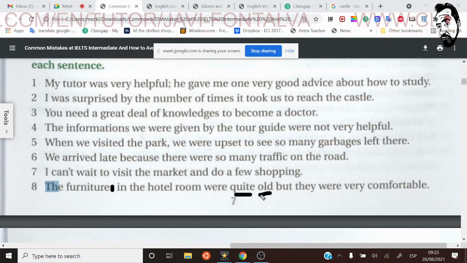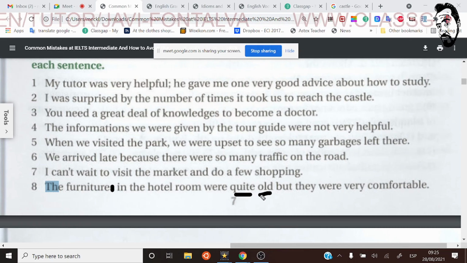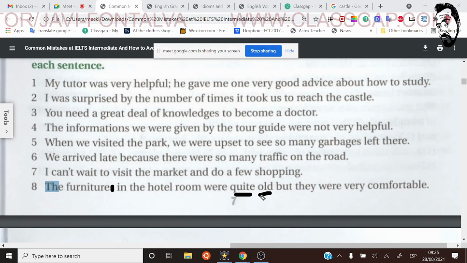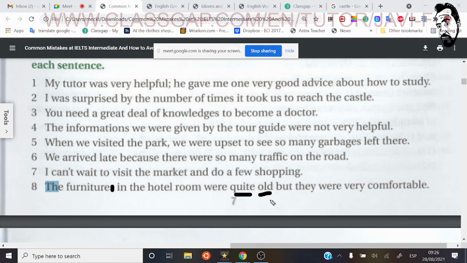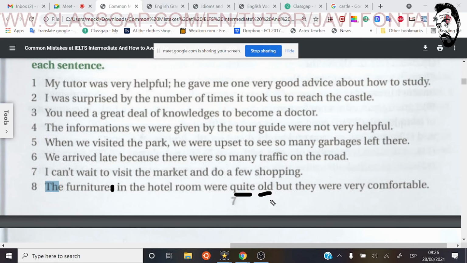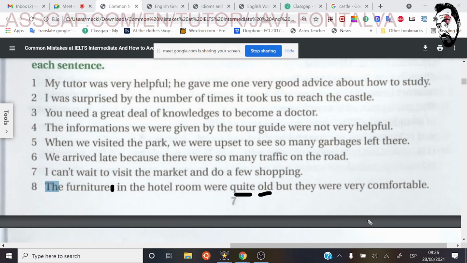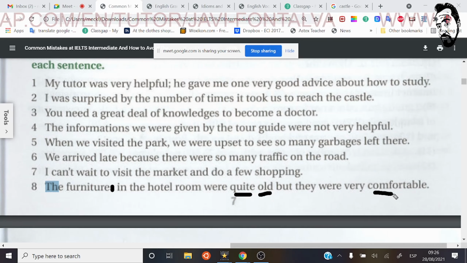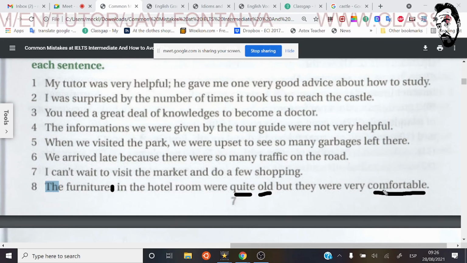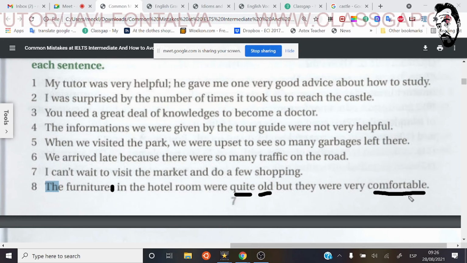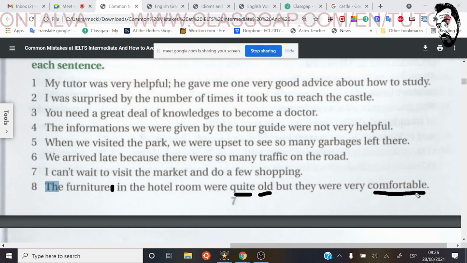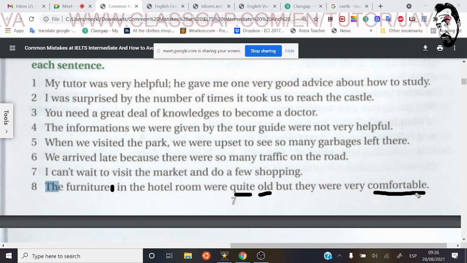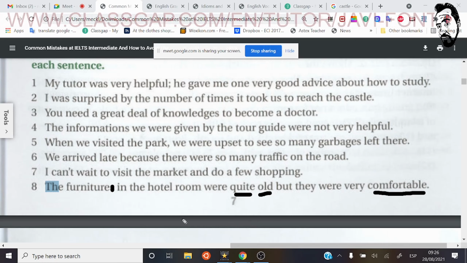So very old. No, this is okay. It's correct. This is not a problem. The rest is okay. But they were very comfortable. They were comfortable, no? Okay, can you repeat this? Comfortable. Comfortable.